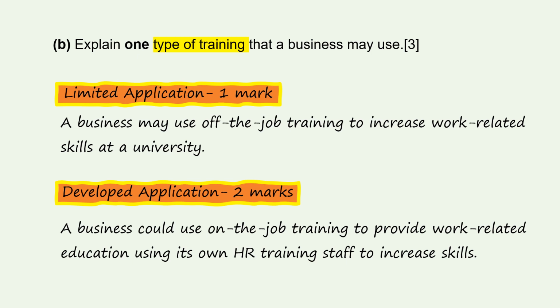Look at the answer carefully. All these answers are taken from the Cambridge mark schemes. Okay, so they are valid. I have not changed anything. Okay? Look carefully: on-the-job training to provide work-related education using its own HR training staff. The application marks are given. Why? Say because of the words being used related to a business: work-related education, HR training staff, increase skills. They are all related to business. All right.